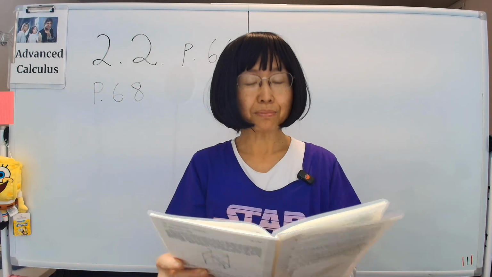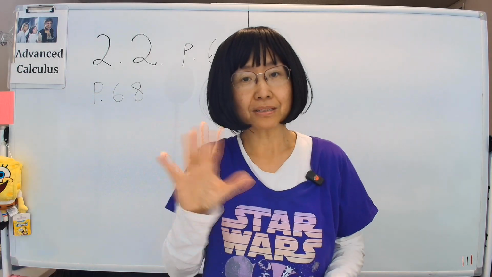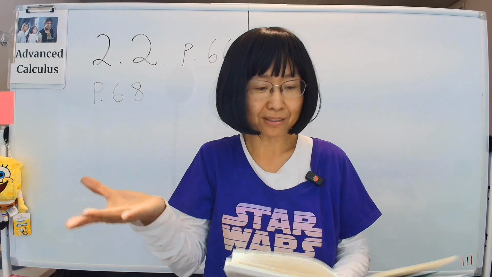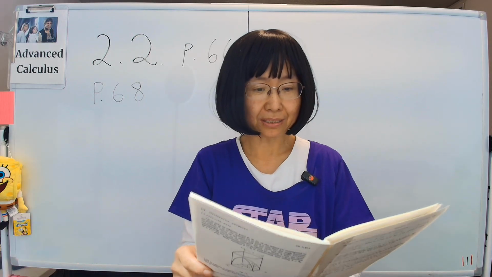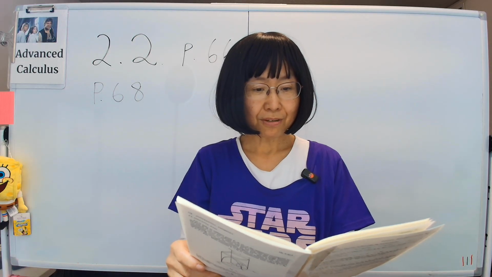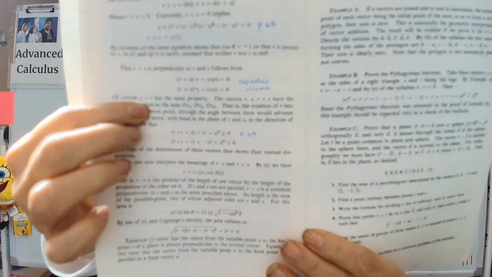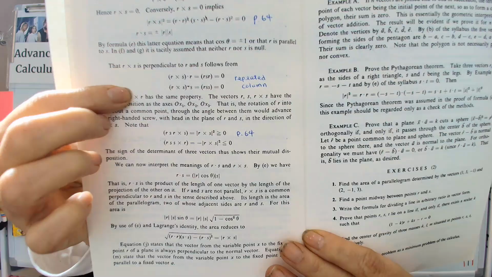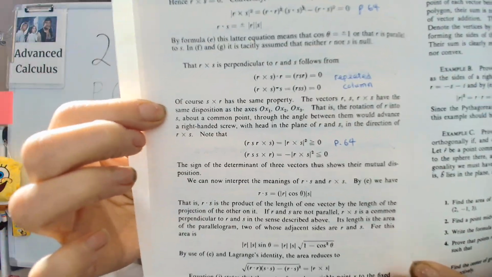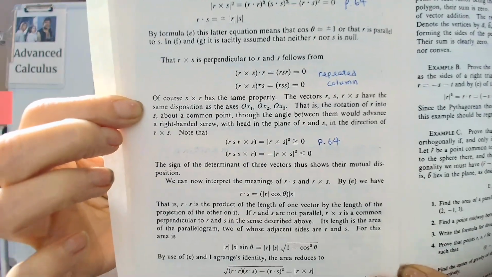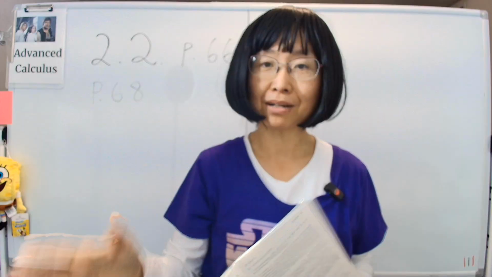Now the next, what about s cross r? If we dot it, it will also be 0, because s cross r is just the negative of r cross s. So one's 0, the other one's going to be 0 as well, because you're just slapping on the negative sign. So the next sentence is interesting. The book says that the vectors r, s, and r cross s have the same disposition. Now look how cute the word they use. The same disposition as the major axis, the XYZ axis.